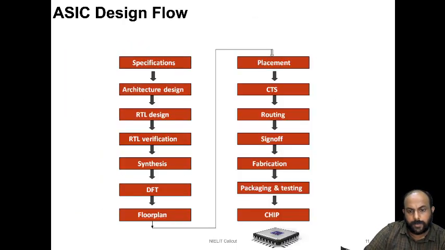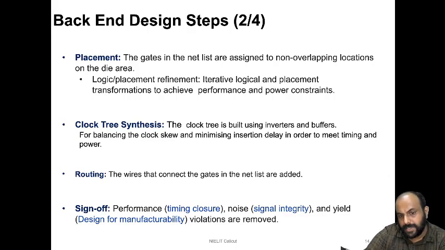The next step in our design after placement is clock tree synthesis. Clock tree synthesis is a stage in which a particular clock tree is built with the help of inverters and buffers. The purpose of building a clock tree is to balance issues like clock skew as well as minimize insertion delays in order to meet timing and power requirements or constraints. So clock tree synthesis basically ensures that a structure with the help of buffers and inverters is formed so that every element in your SoC or ASIC gets clocks with minimal delay and without much of skew problems.